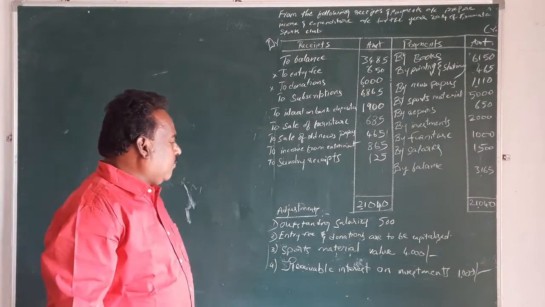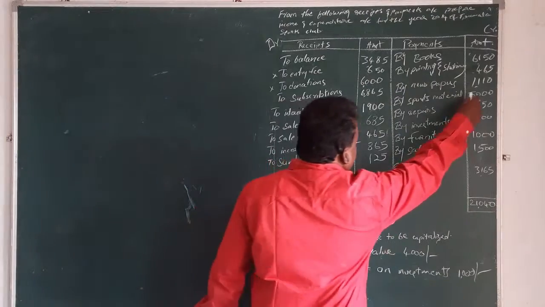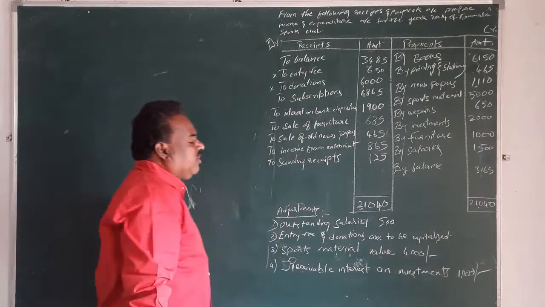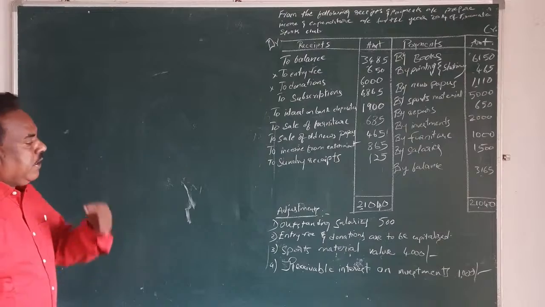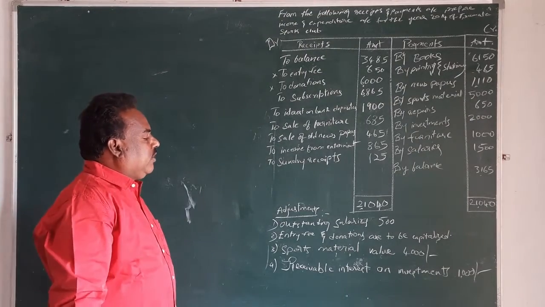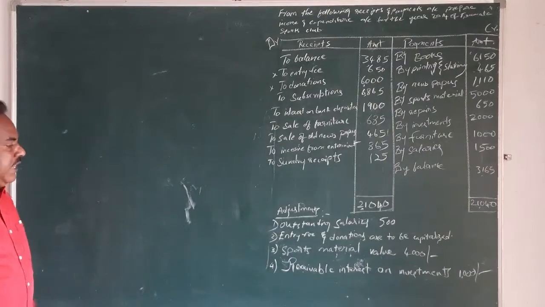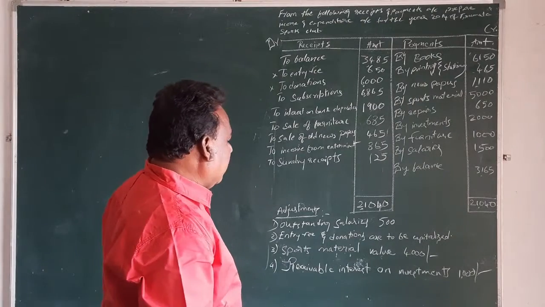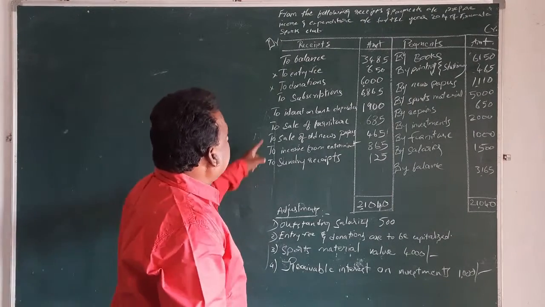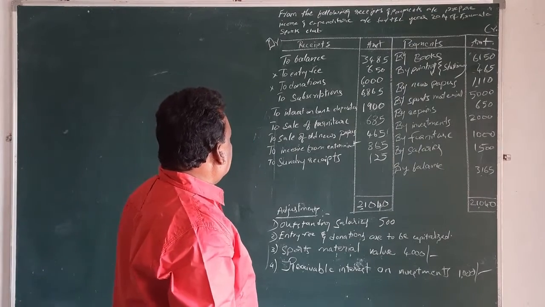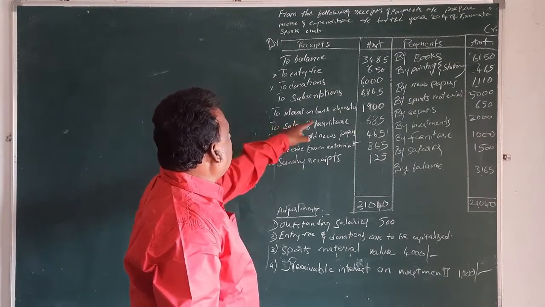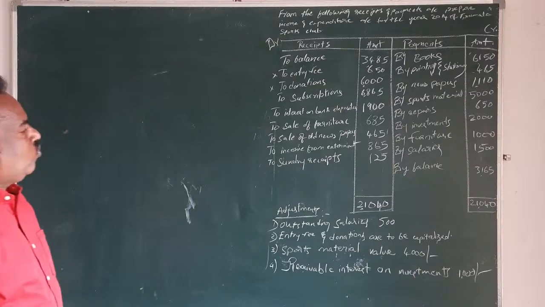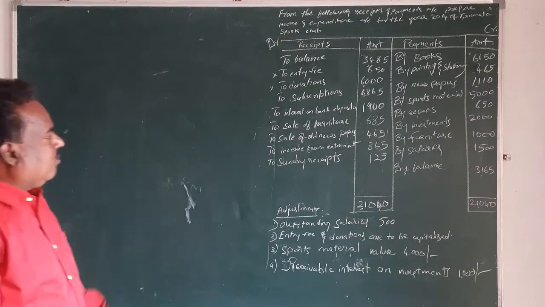Then sports material. Sports material purchase is 5,000, whereas closing value is 4,000. There is a depreciation of 1,000. So it must be recorded on the debit side of the income and expenditure account, treated as a revenue loss. Then receivable interest on investments. Receivable interest on bank interest 1,900, receivable 1,000, total 2,900 rupees. These are the adjustments.